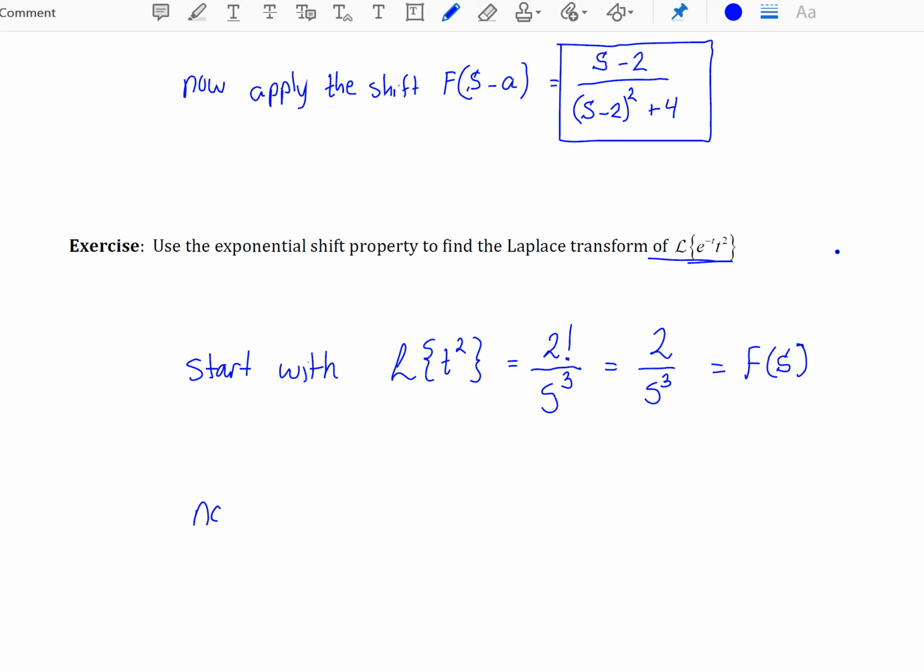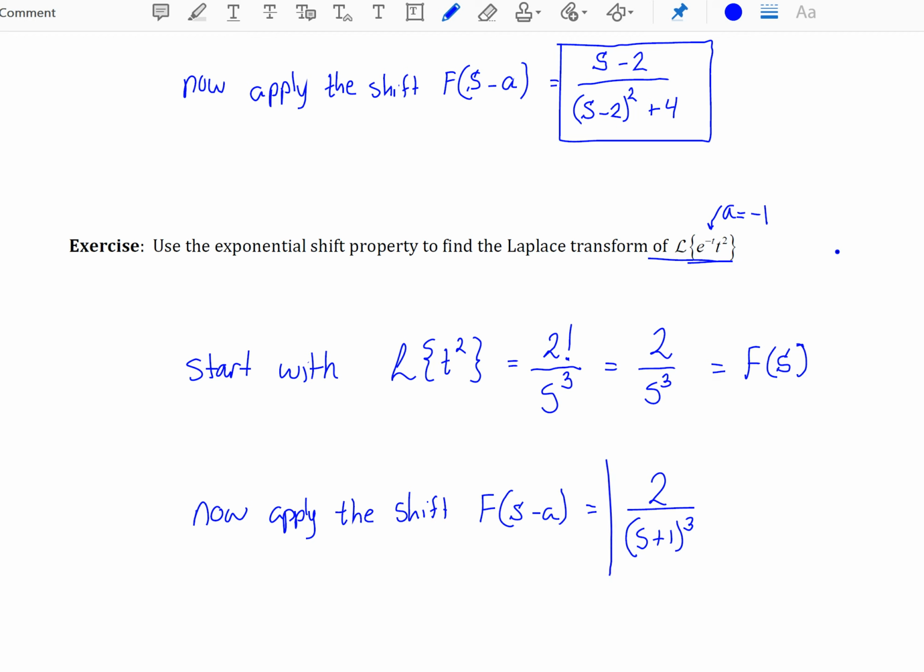Now apply the shift and look at f of s minus a. So here the a is the negative 1. So if it's s minus a, your s minus the negative 1, this is going to end up looking like 2 over s plus 1 cubed. And now this is your Laplace transform.